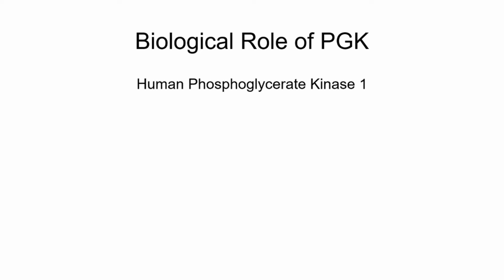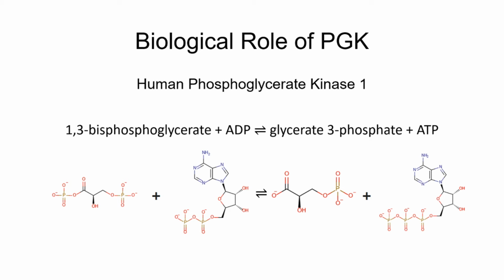As a quick reminder, PGK is a very important enzyme in glycolysis and gluconeogenesis, responsible for the interconversion of 1,3-bisphosphoglycerate and ADP to glycerate 3-phosphate and ATP. To boil this down even further, it's simply a transfer of a phosphoryl group between the substrates.